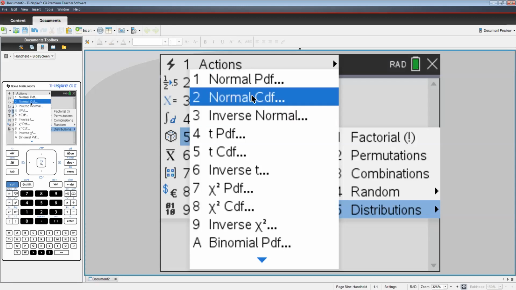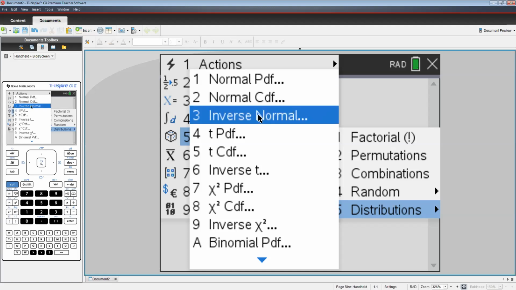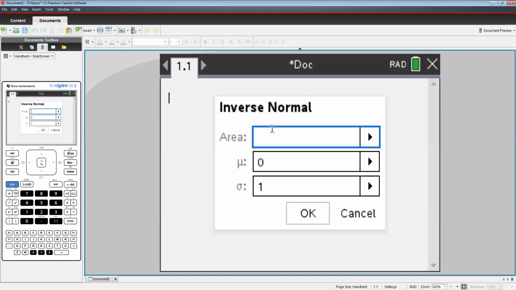So norm CDF allowed us to find the area underneath the curve, the percentage. But in this example, we already know the percentage. We know it's the 60th percentile. We already know the area under the curve is going to be 0.6. This can is way more than 60% of the population. So we go to inverse normal. It's kind of like the inverse function we're doing here. So we're doing inverse normal.